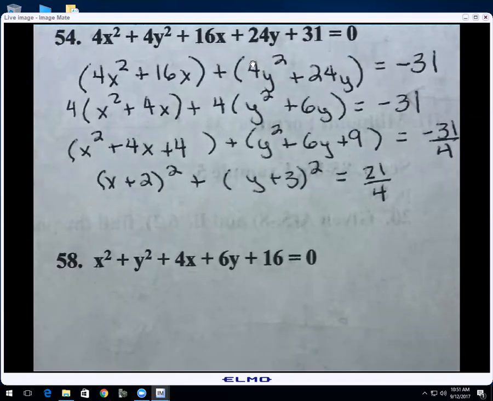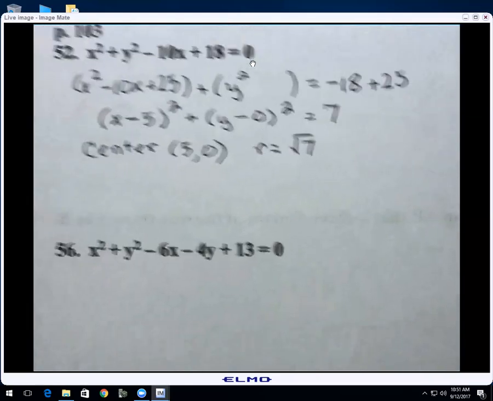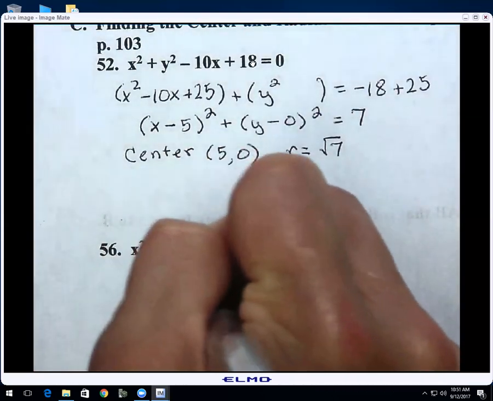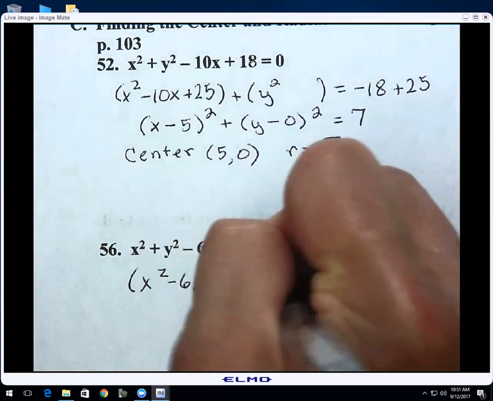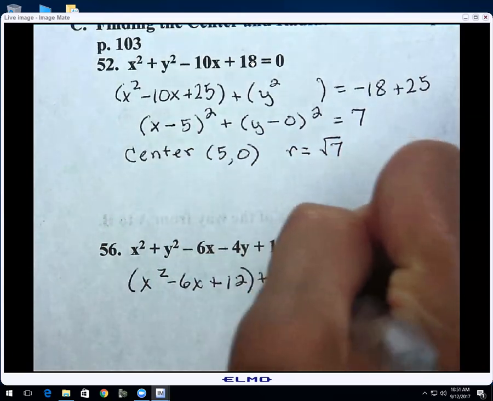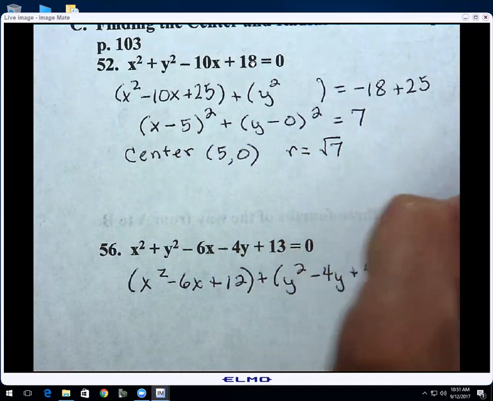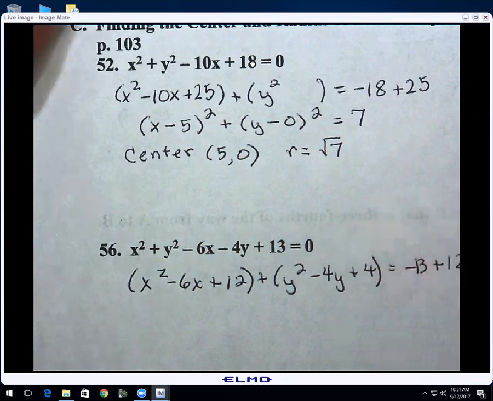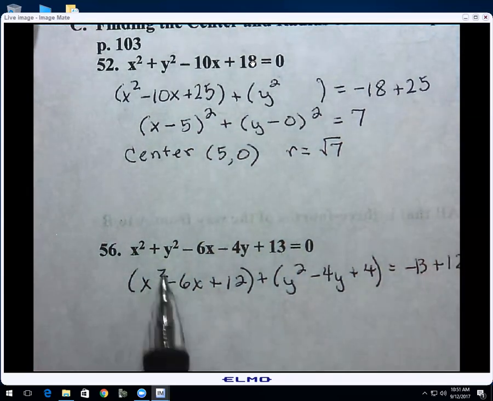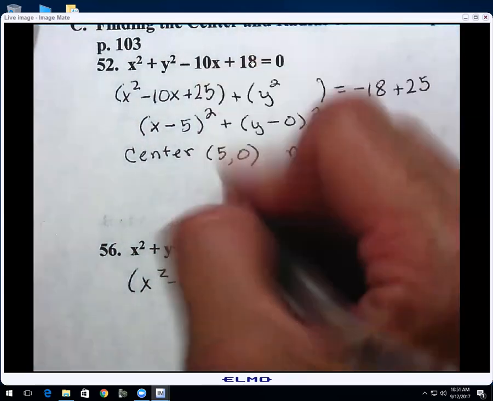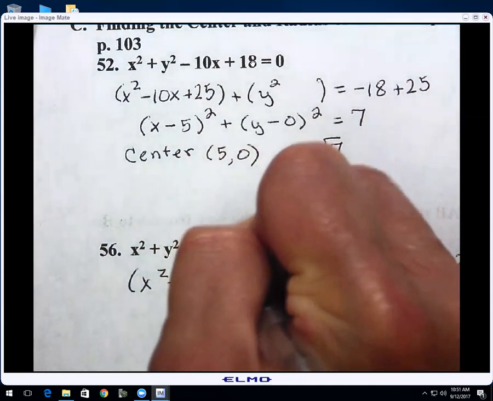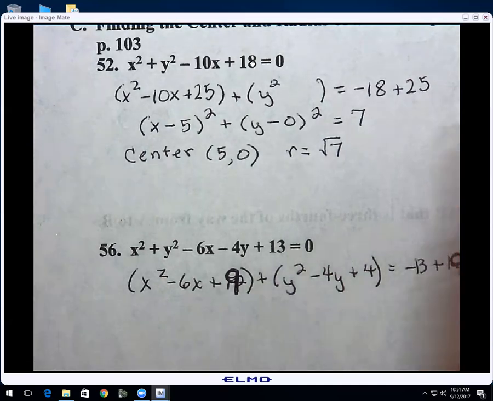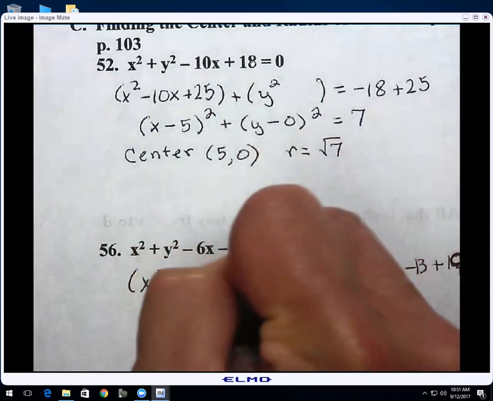All right, at 2 minutes, I'm going to go into hyperspeed here. Oh, shoot. X squared minus 6x, half of that is 3, squared, that's supposed to be 9. And then that would be 9.